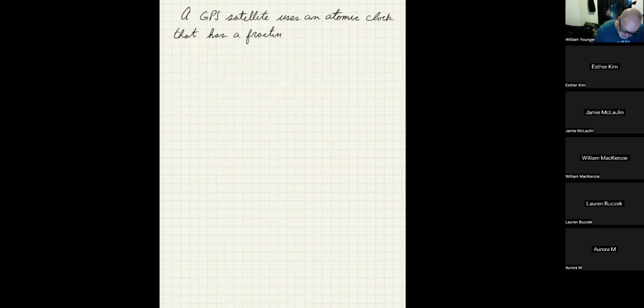A fractional. Oh, I left off a whole letter. No wonder it came out so bad. Uncertainty of, let's say, delta t. All right, let's not say it that way. Let's say sigma t over t is 1 over 10 to the 13th, which equals 10 to the negative 13.